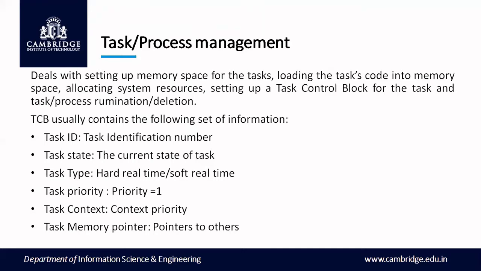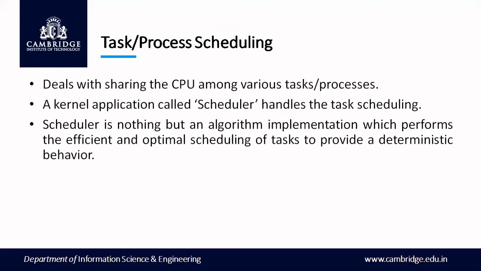Then task priority, whether the priority is one or other priorities, then context information, then task memory pointers, pointers to others. All these things are going to be updated, and are the information which is going to be available in the TCB.